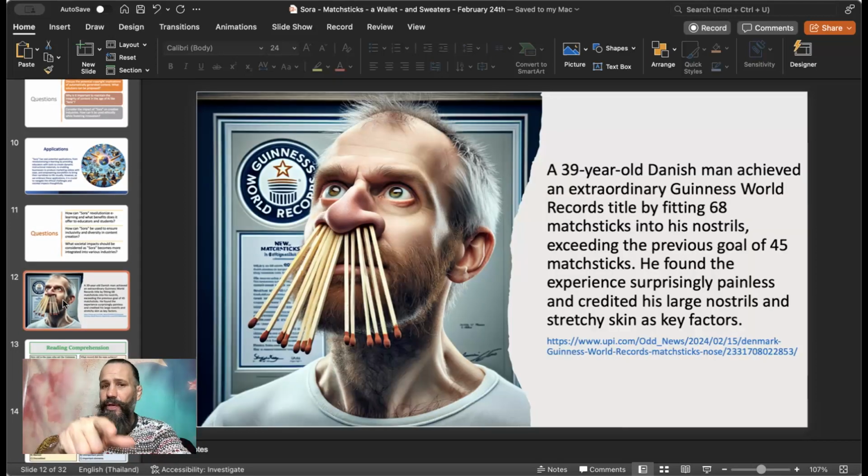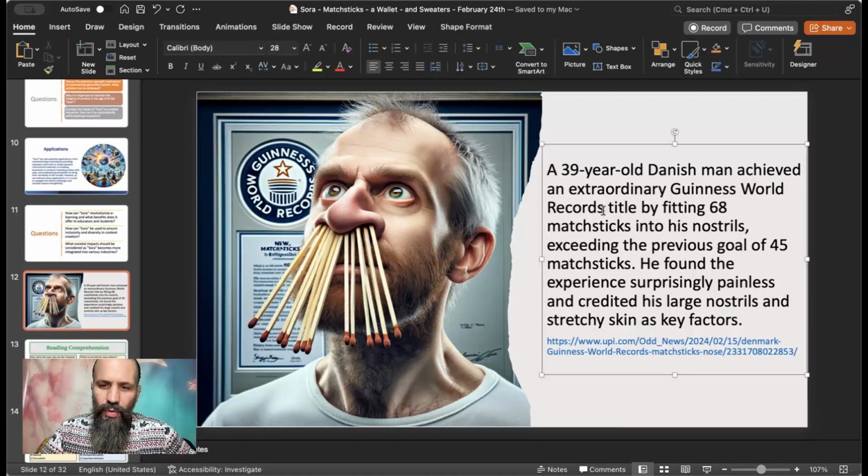Again, this is AI generated. The real guy doesn't look like this, but according to AI, this looks like a Danish man. A 39-year-old Danish man achieved an extraordinary Guinness World Records title by fitting 68 matchsticks into his nostrils, exceeding the previous goal of 45 matchsticks. He found the experience surprisingly painless and credited his large nostrils and stretchy skin as key factors.